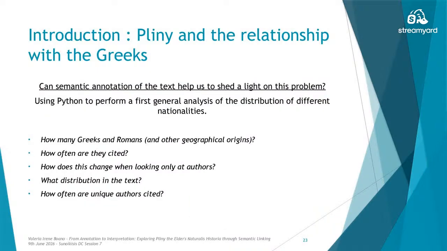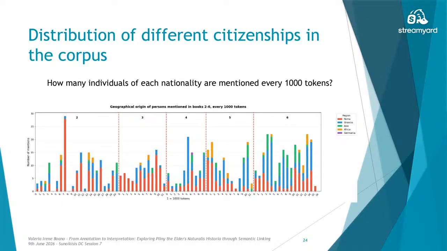So I wanted to see if it was possible to shed light on this problem using my semantic annotation. I used a very simple Python code to perform a first analysis of the distribution of the nationalities to try to answer these first very general questions. And this was the first result that I had. This graph shows how many individuals of each nationality are mentioned every 1,000 tokens. We see that the Romans are the most cited, but that the other groups are also pretty well represented, apart from the Germanic area.